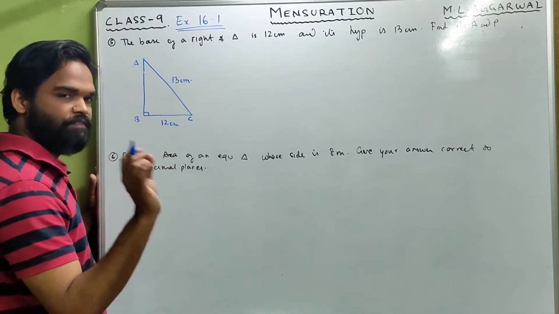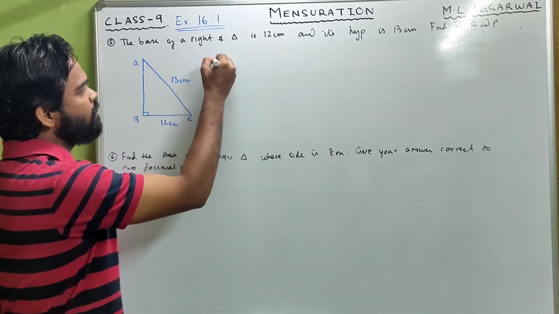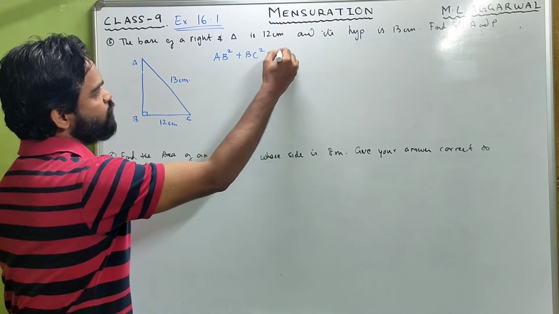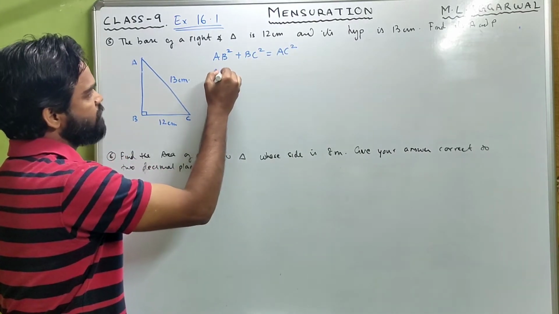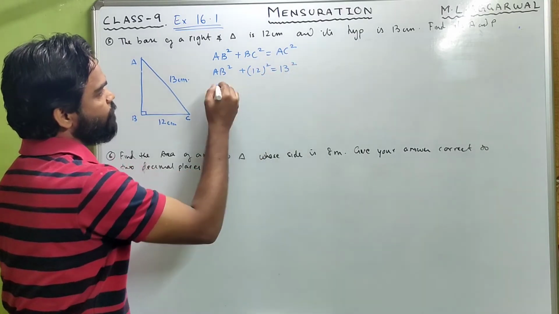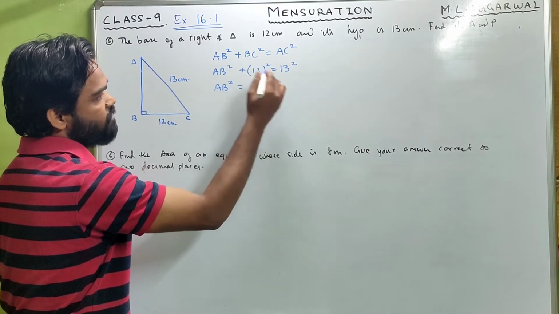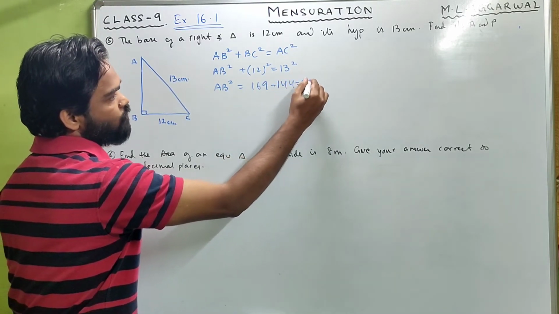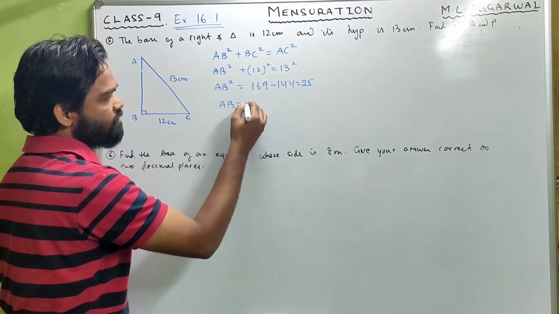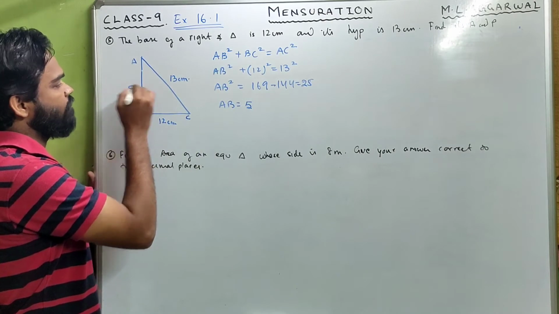Very simple. First of all, by the help of Pythagoras theorem, we'll find AB. See, AB square plus BC square equals to AC square, which means AB square plus this is 12 square equals to 13 square. So AB square equals to 13 square is 169 minus this is 144. That's 25. So AB will be plus minus 5. We'll neglect minus 5. So it will be 5. So we got this as 5.